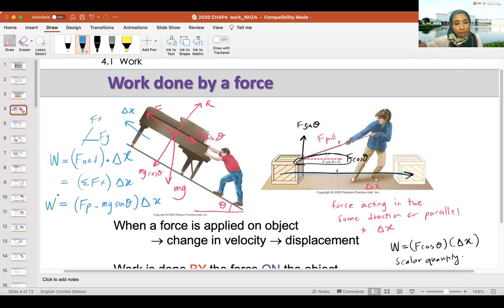Okay, so in this piano's free body diagram, it tells us we have a pushing force and we have mg sin theta. So work done on the piano is the net force multiplied by the displacement. So the net force here is F push minus mg sin theta, and we know that whatever that value is, F minus mg sin theta, multiply with the displacement, then you get the work done on the piano. Okay.